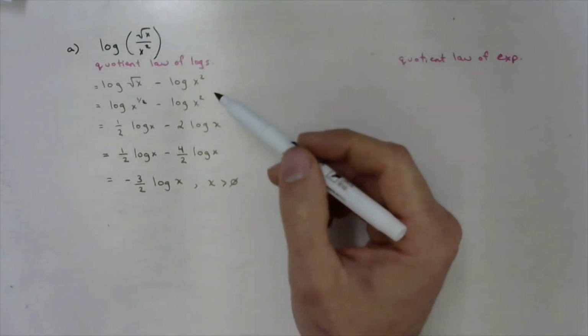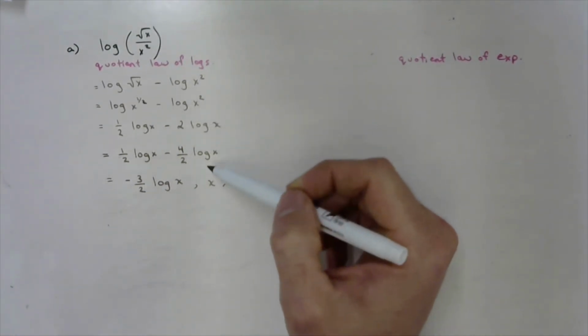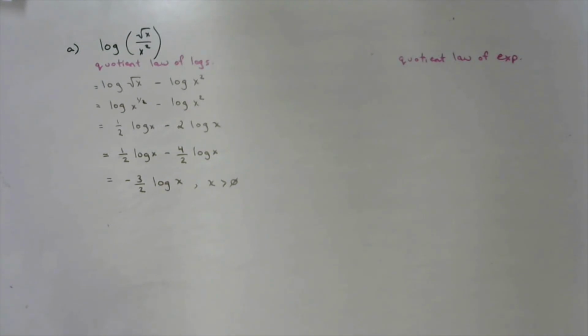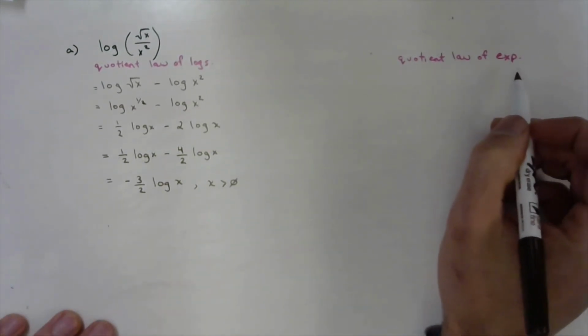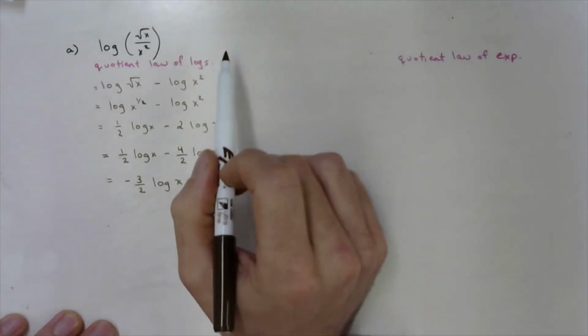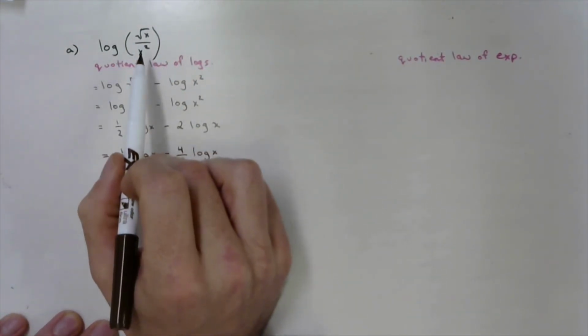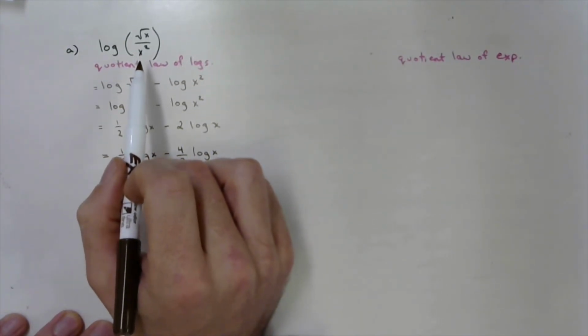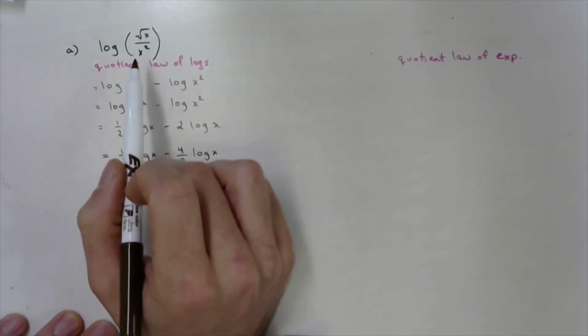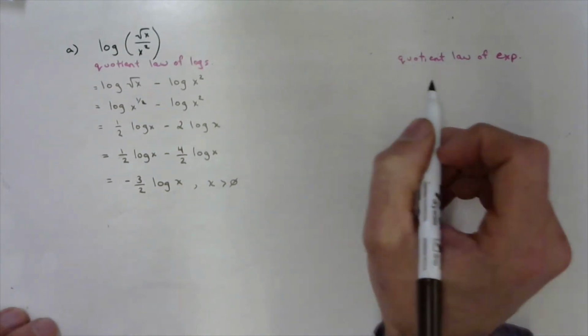All right, that was 1, 2, 3, 4, 5 steps. Let's see if we can do it with the quotient law of exponents first. So basically what that means is you're going to simplify inside the log bracket here and then go from there. So what does that look like?